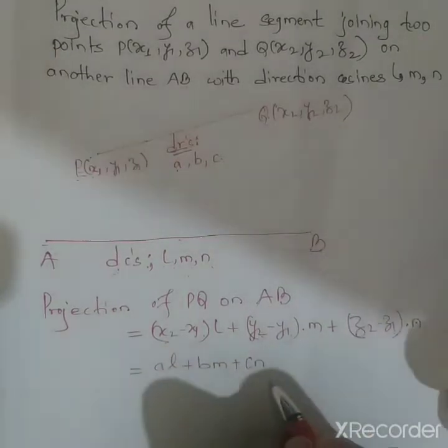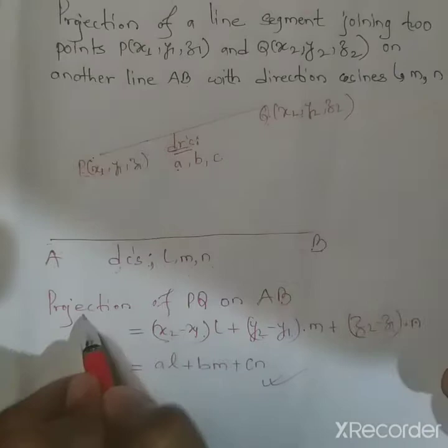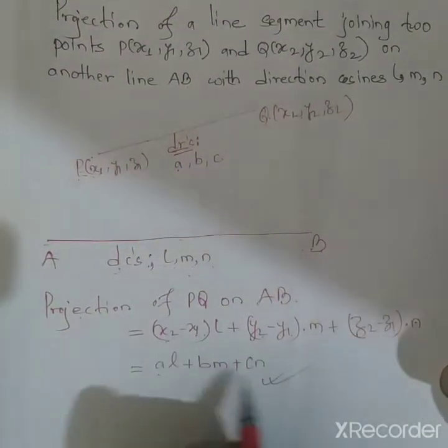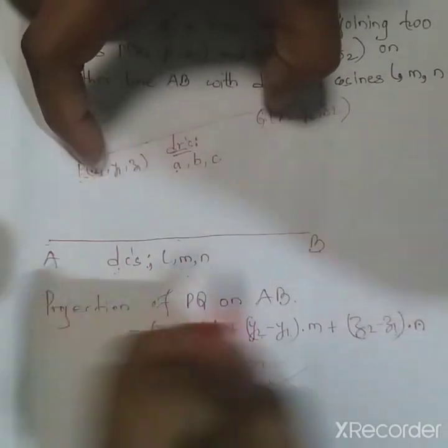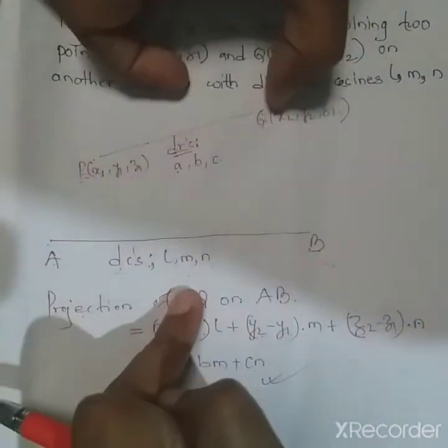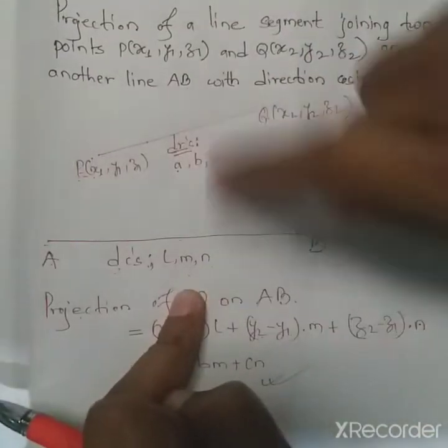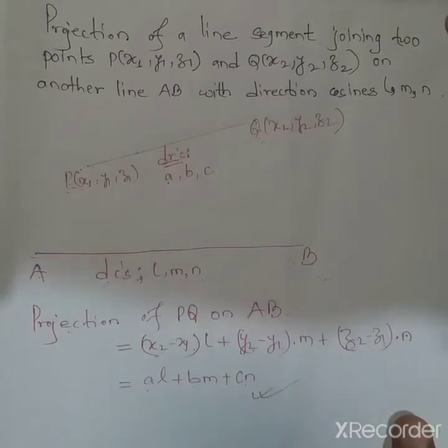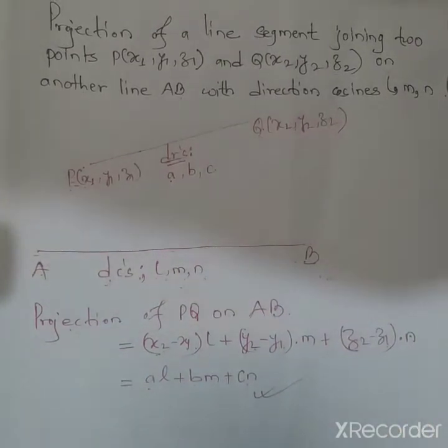So always keep one thing in your mind. The projection of PQ on AB is found by taking the direction ratios of the line PQ and the direction cosines of the line AB, and we just multiply the corresponding elements and add them. Hope you got this point. You can take a screenshot if you need it.